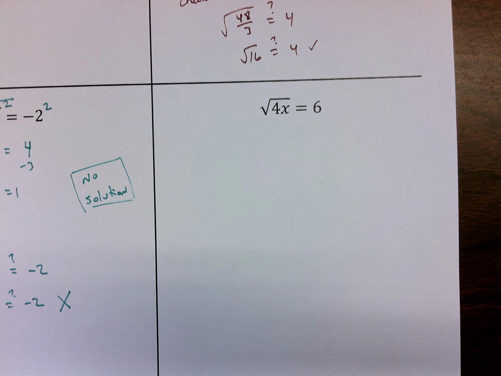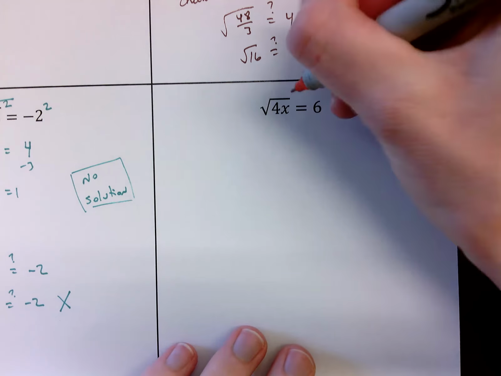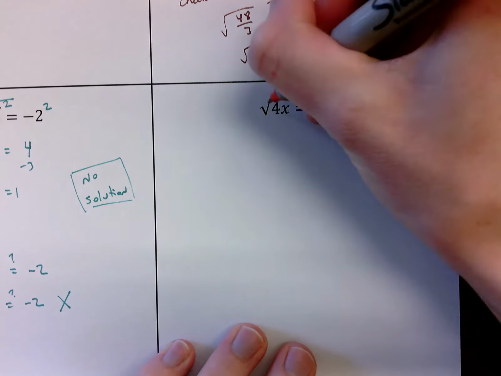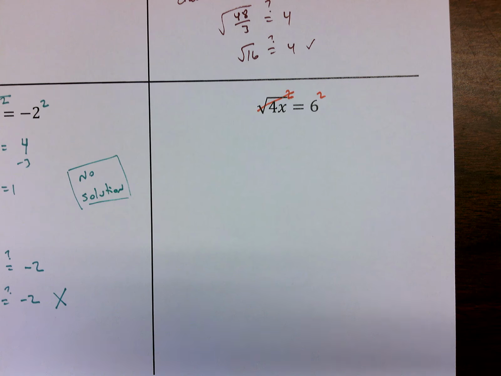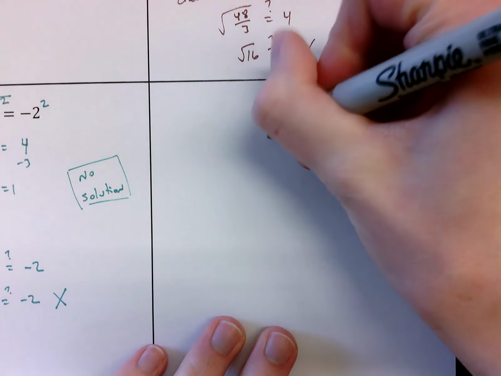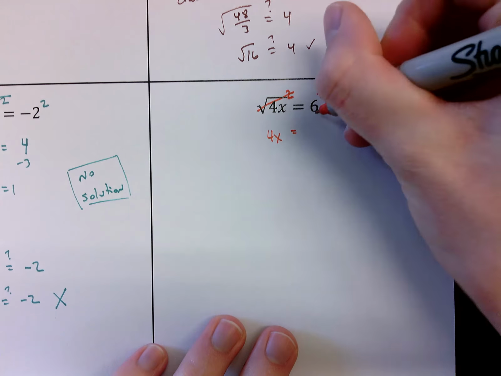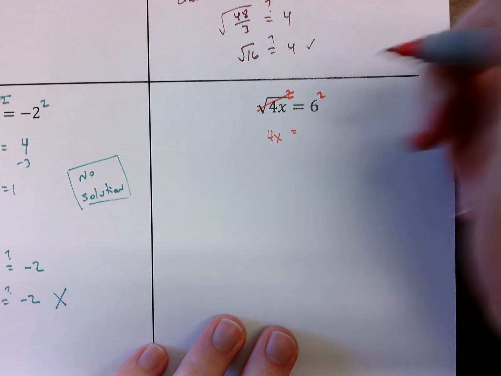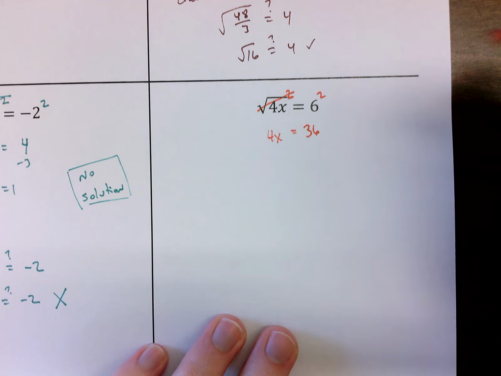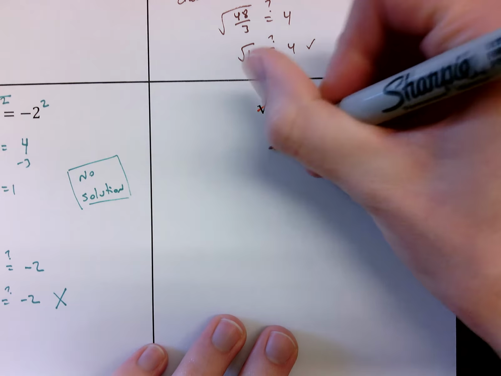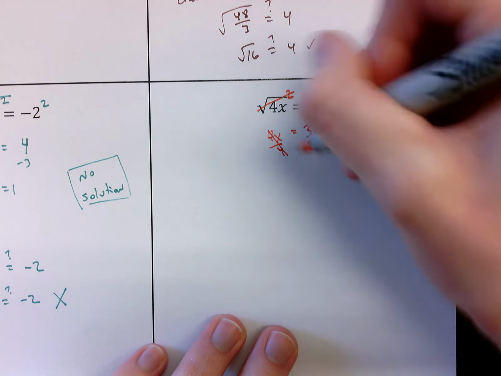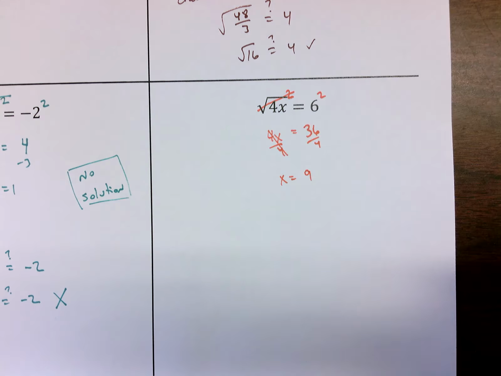All right, last problem here. You can pause the video if you need a second to finish writing that. Okay, so this guy, I'm going to start by squaring both sides because squaring and square rooting cancel each other out. That leaves me with 4x equals 6 squared. 6 times 6 is 36. And then I'm going to divide both sides by 4. So I get x equals 9.